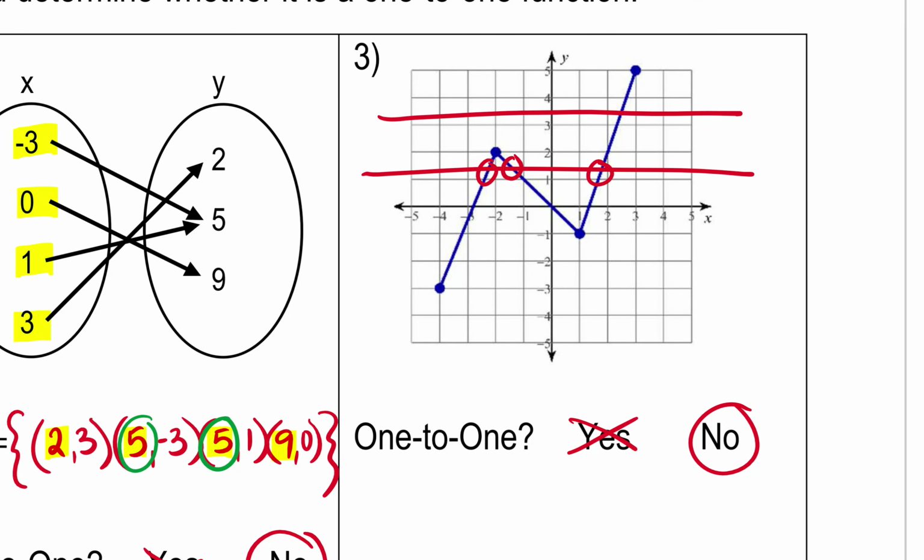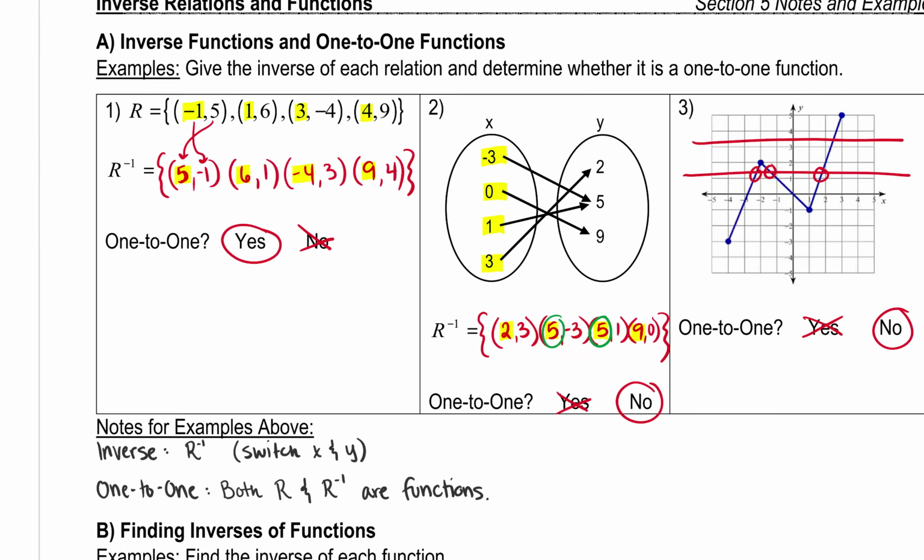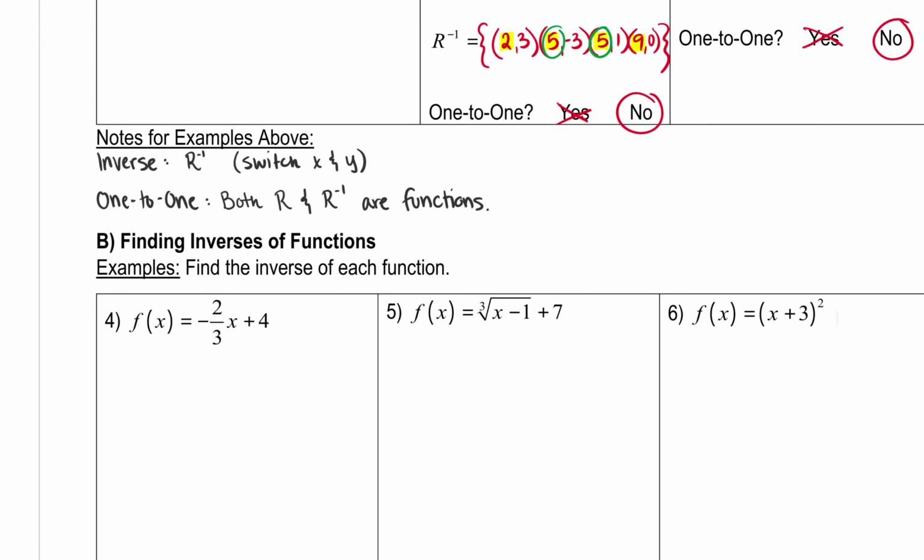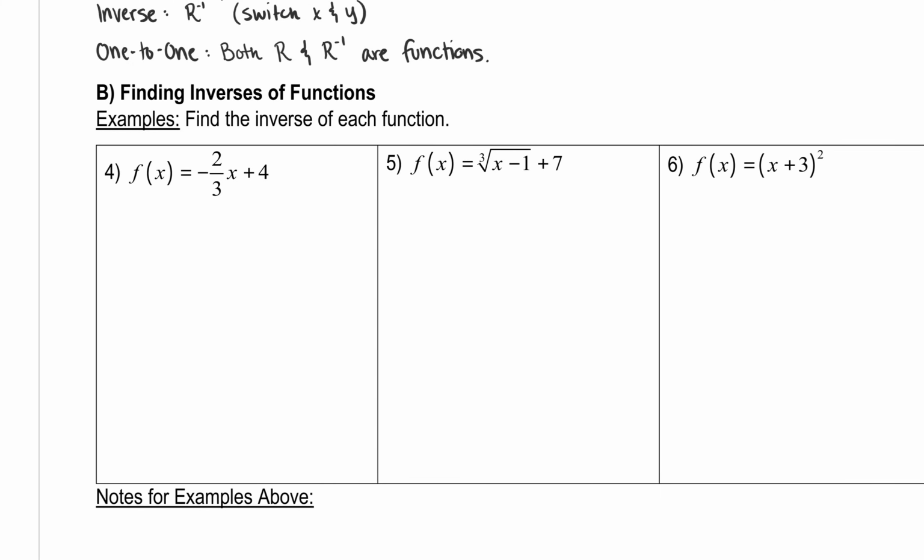Now, if I drew a bunch of horizontal lines and it never crossed more than once, then it would be a one-to-one function. But this one is not. Okay, so that is the inverse function and one-to-one functions. Now let's go down to B, finding the inverse of functions. So now I give you a function and say, okay, what is the inverse of this?